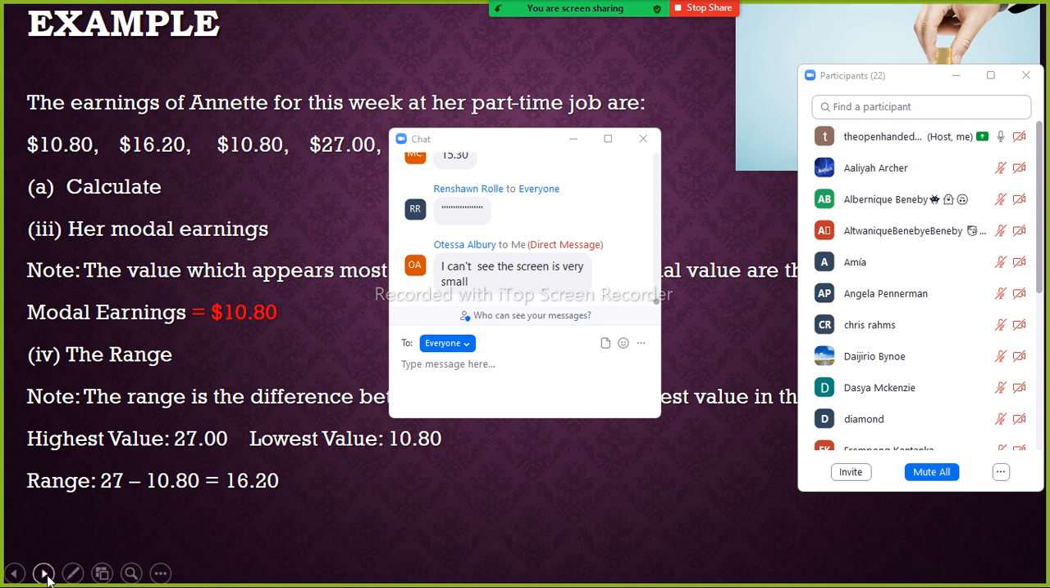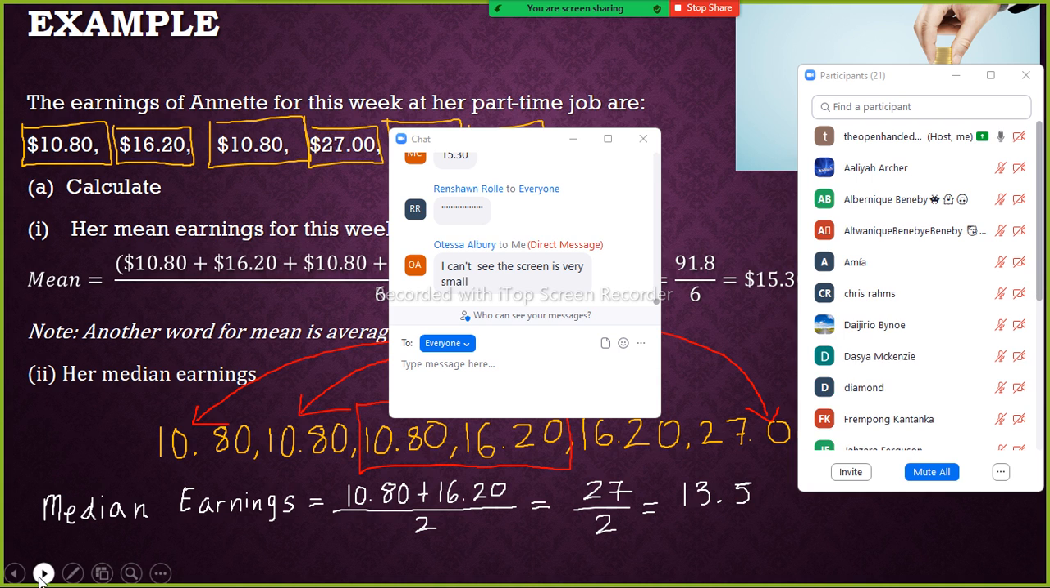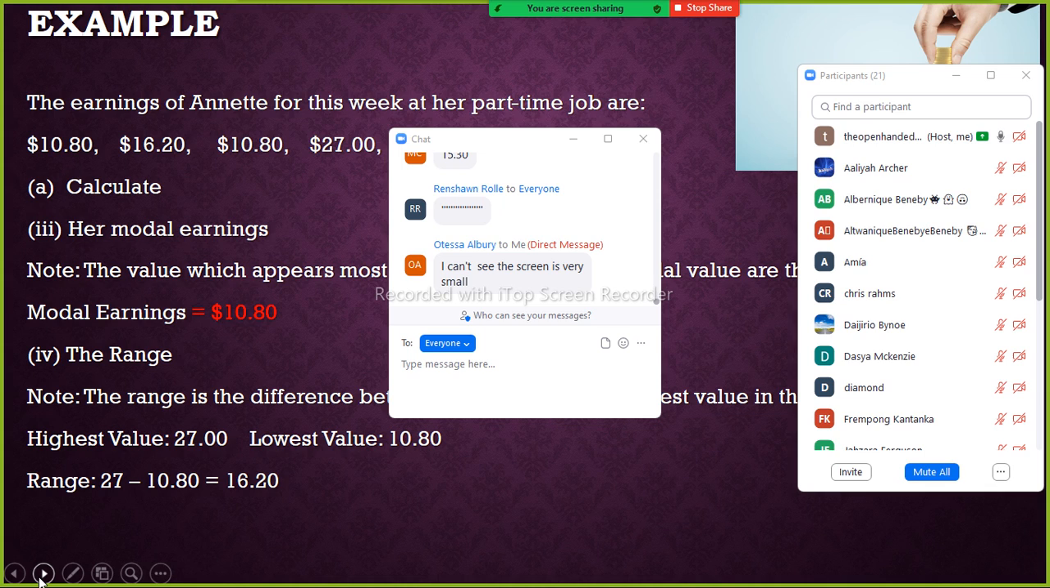Good. Now, what is the mode? What is the mode? Or the modal value? The value which appears the most. Good. So it's the most popular value in the data set. And the range? The highest value subtracted from the lowest. Highest value subtracted by lowest. Very good.